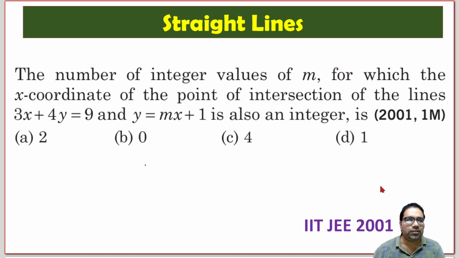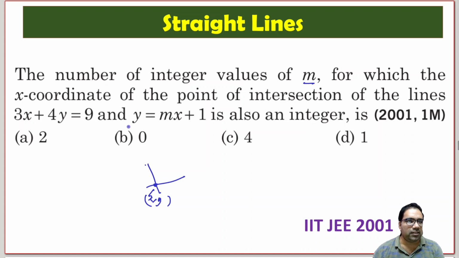Here we are given two lines, 3x plus 4y equals 9 and y equals mx plus 1. We are told that these lines meet at some point, and the x coordinate of that point is an integer. At the same time, m is also an integer. If these two lines are meeting at x and y, then the x coordinate is an integer and m is an integer.